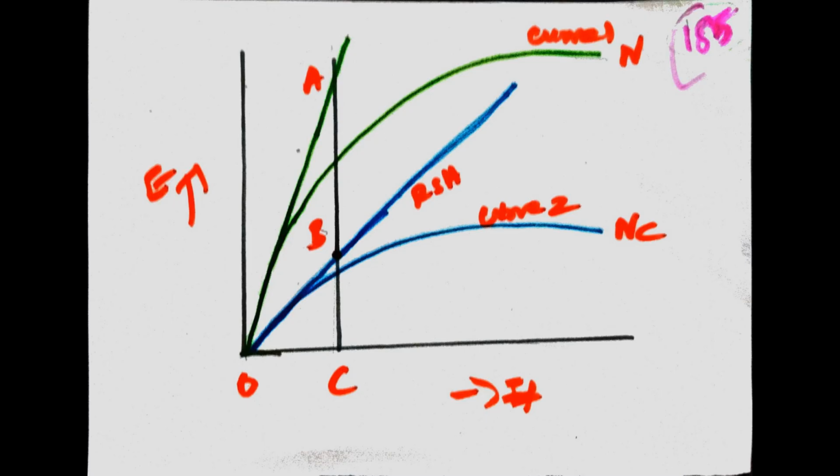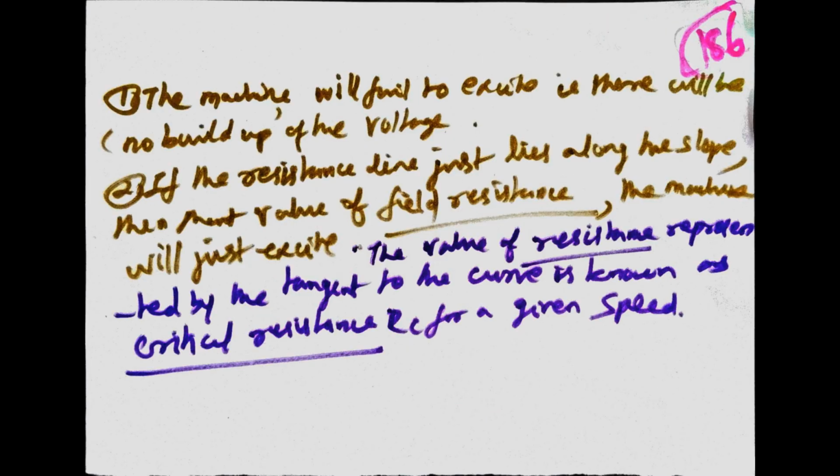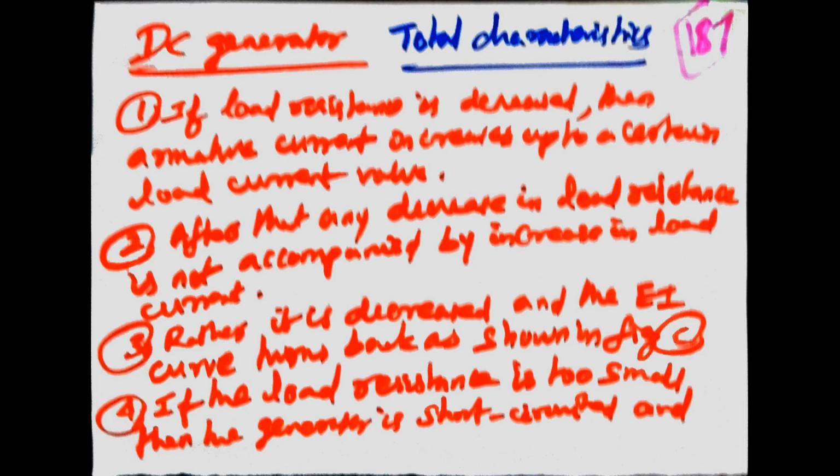The machine will fail to excite, that is, there will be no build-up of voltage. If the resistance line just lies along the slope, then at that value of field resistance the machine will just excite. The value of resistance represented by the tangent to the curve is known as the critical resistance OC for a given speed. The generator total characteristics.